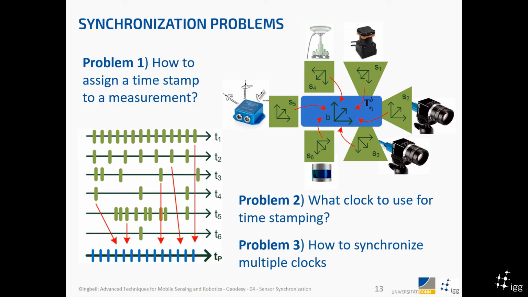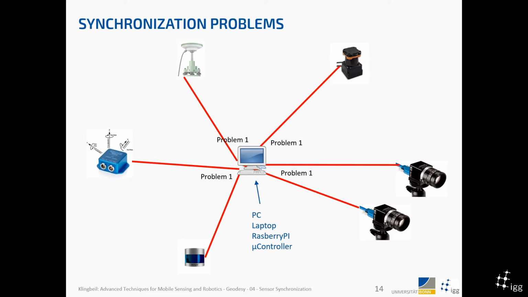And the third problem is if you have multiple clocks in one system, like a multi-PC system or a sensor network, how to synchronize multiple clocks. So I would say we have three things: when a measurement actually happened, so how to assign the timestamp to the measurement; what is a good clock in general to use for timestamping; and how to synchronize multiple clocks if you have multiple clocks or operating systems in your system.